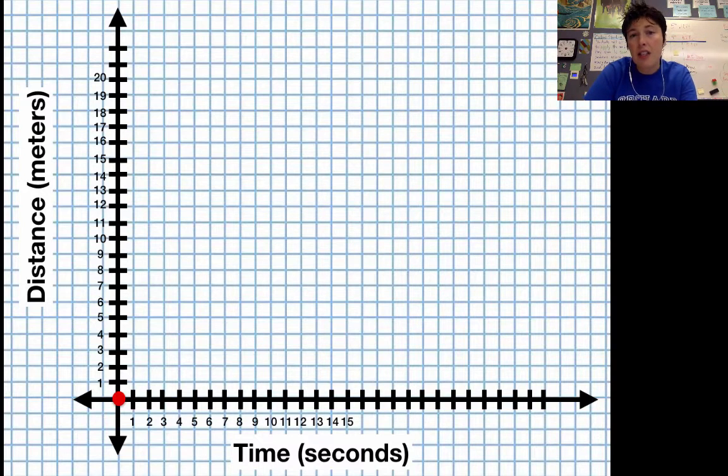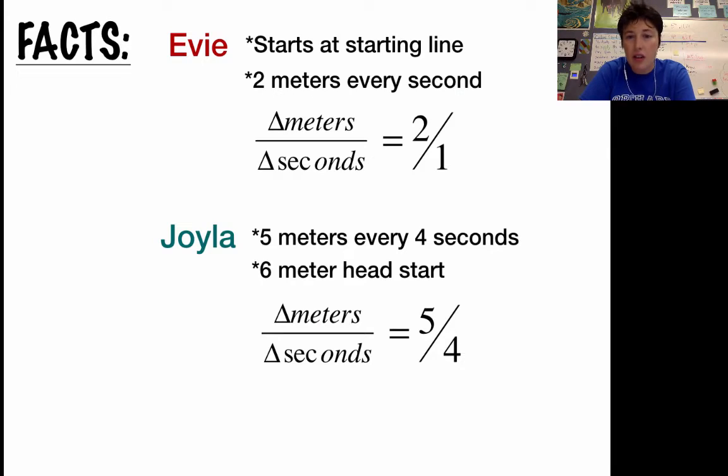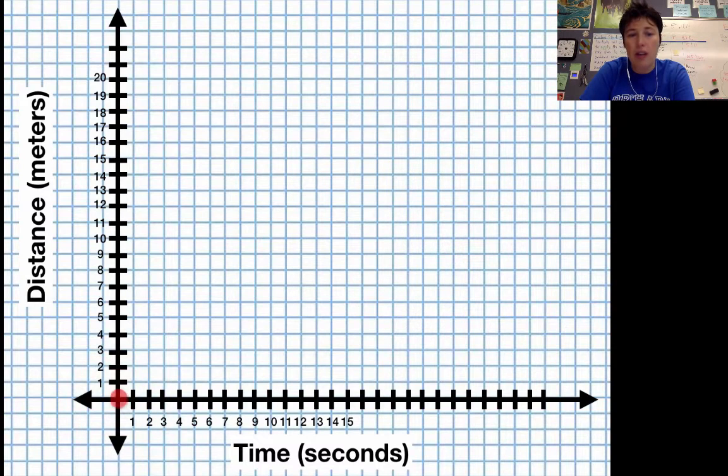But then how fast does she go? What's her rate of speed? Remember that? She goes 2 meters every 1 second. So we're going to notice that her speed is 2/1 and we've got her point at 0, 0. So we're going to take that point and move it up 2 meters over 1 second. Then we're going to repeat that, up 2 meters over 1 second. This is her slope. She goes 2 meters every 1 second.